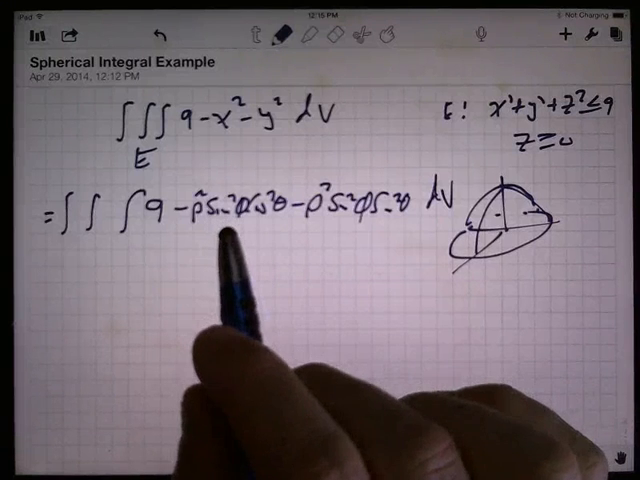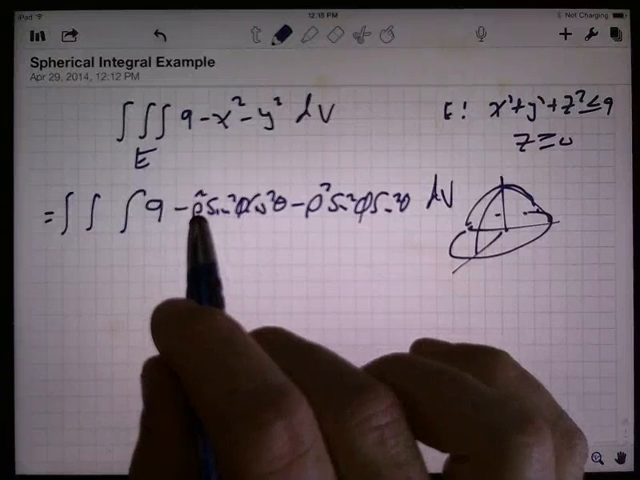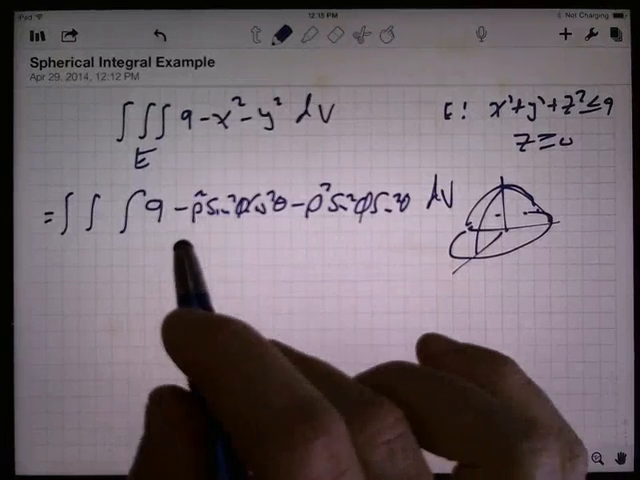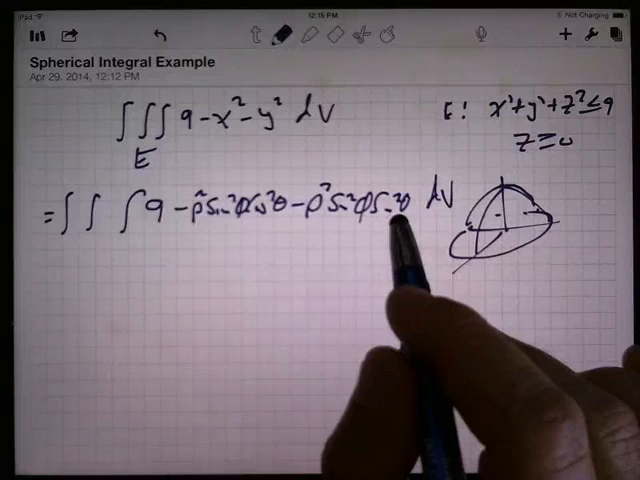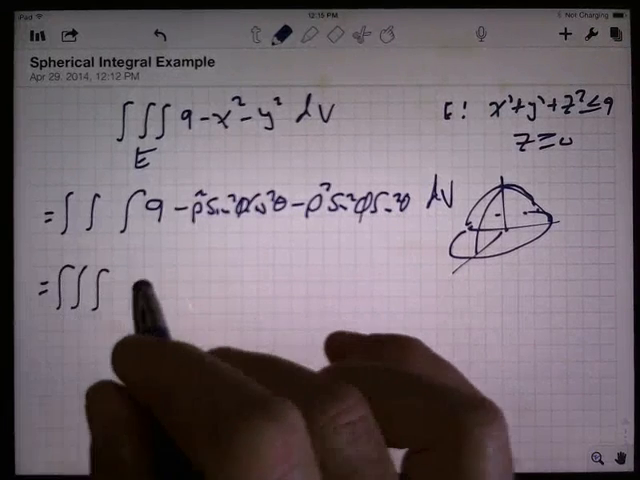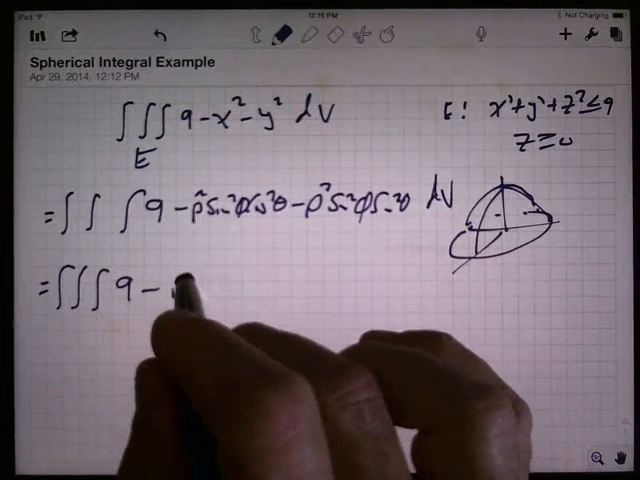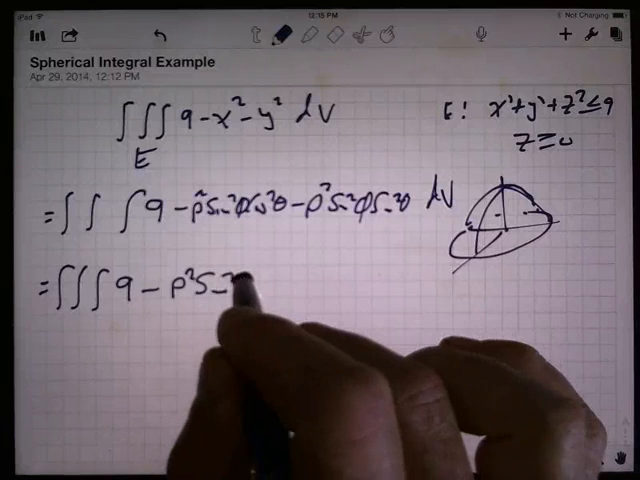I may have recognized this ahead of time, but I see a minus rho squared sine squared phi in both of those. You can factor it out. What's left is cosine squared theta plus sine squared theta, which is 1. So really this just comes down to the integral of 9 minus rho squared sine squared phi.